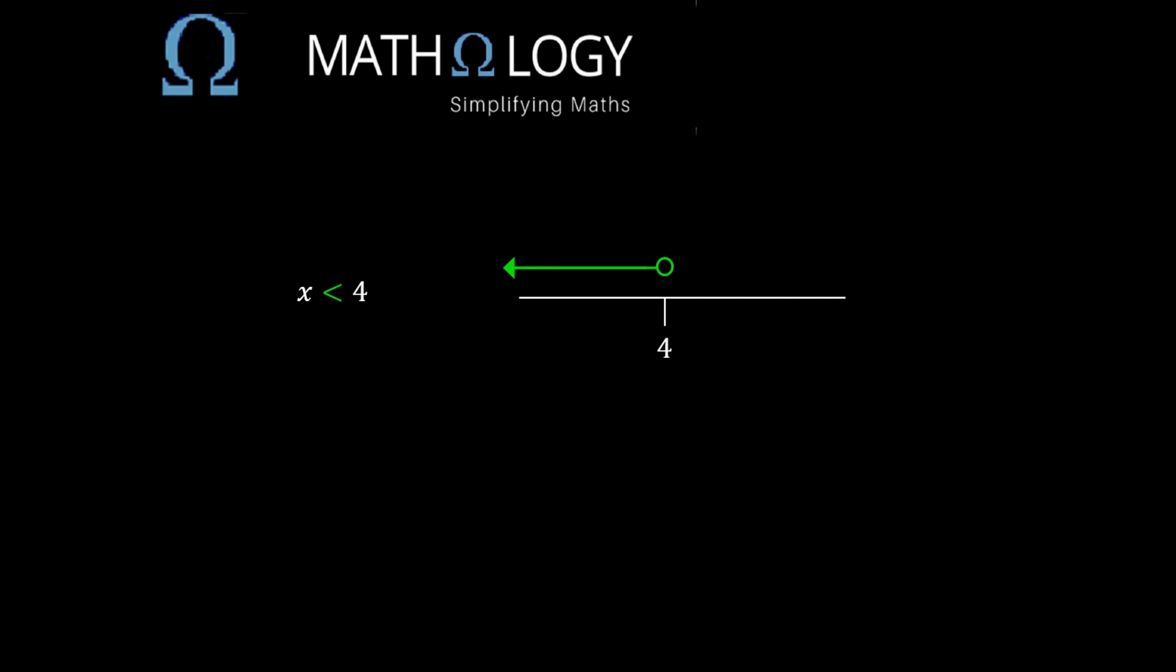The solution to x is less than or equal to 4 is represented on a number line by first placing a closed circle above 4 on the number line, and then pointing an arrow to the left, to indicate all real values less than or equal to 4. Since the solution is less than or equal to 4, the solution includes 4, so we indicate this by placing a closed circle above the number 4 on the number line.